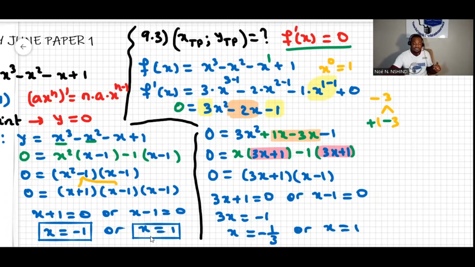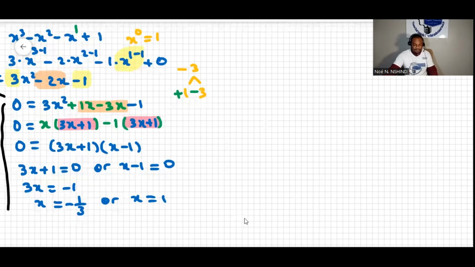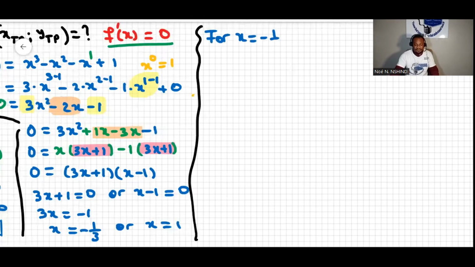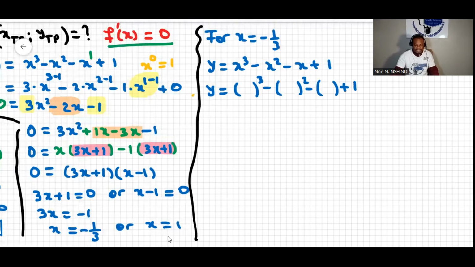We don't stop here, especially when the question says work out the turning points of the function. We need to find the corresponding y value. So I'm going to move here. Over here, for x equal to -1/3, we're going to substitute the value of x within the function. So f of x was x cubed minus x squared minus x plus 1, right? So now instead of writing x, I'm going to sub in -1/3 there.